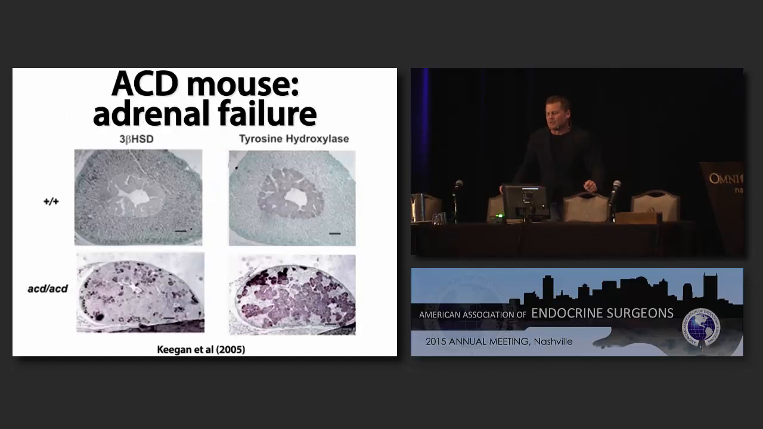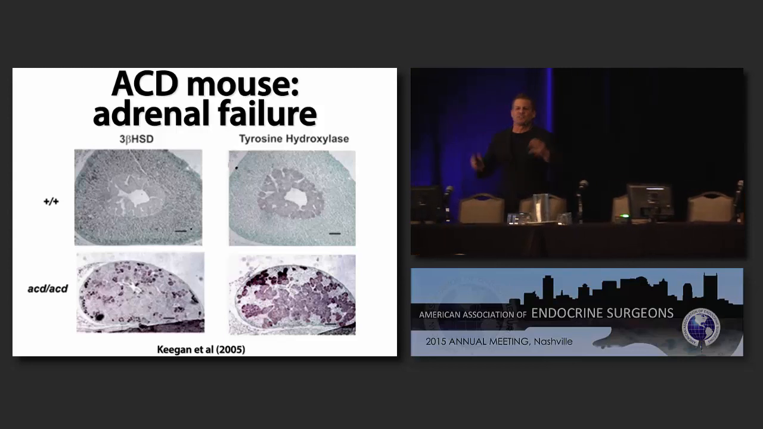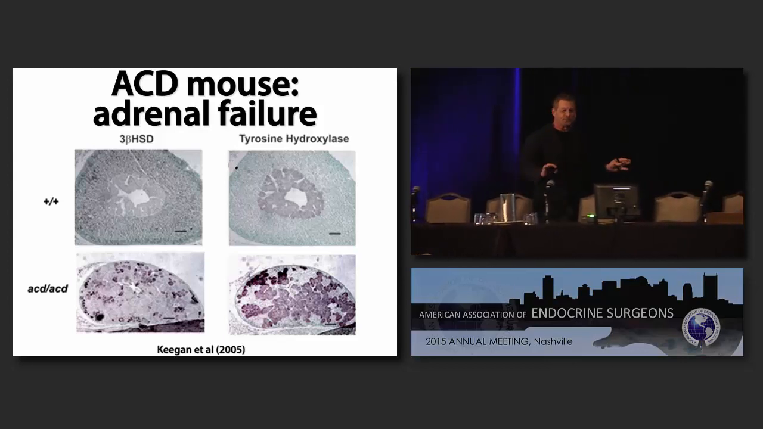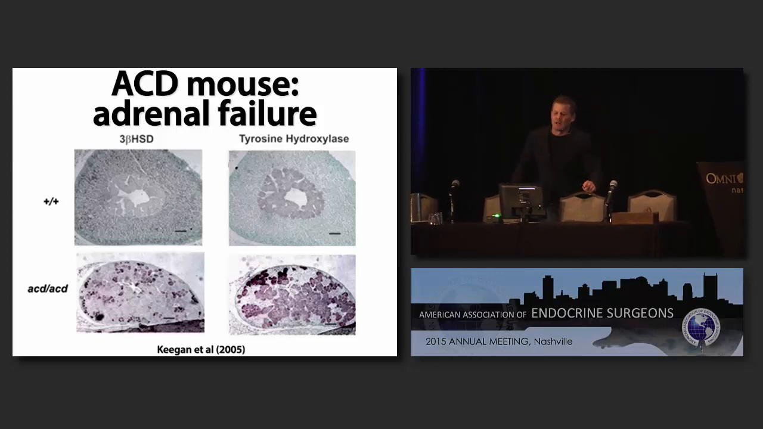Well, we got into this uniquely because of this mouse here. Look at the bottom panel. This is the ACD, adrenocortical dysplasia mouse. You'll notice it has no concentric or radial organization. The cortex and medulla on the bottom are completely interspersed. There's no organization. Okay? And this mouse has adrenal failure, compared to the top.